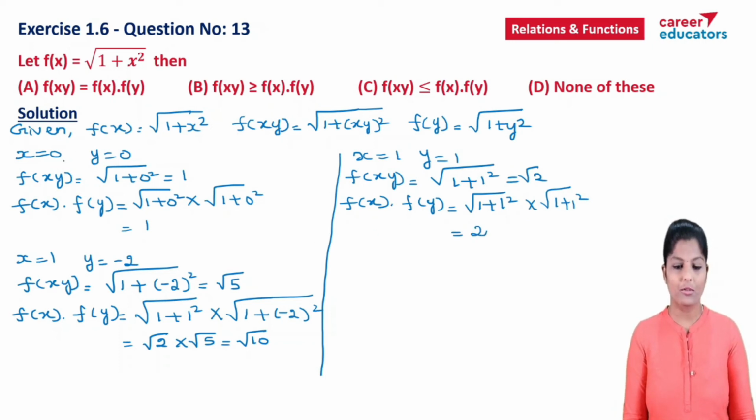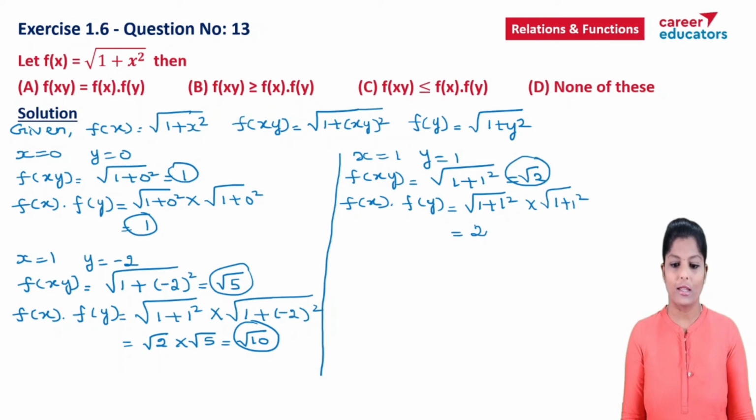When x equal to 0 and y equal to 0, the value of f of xy is equal to the value of f of x into f of y. When x equal to 1 and y equal to minus 2, the value of f of xy is less than the value of f of x into f of y. When x equal to 1 and y equal to 1, the value of f of xy is less than the value of f of x into f of y.